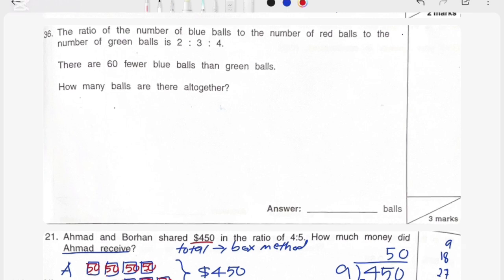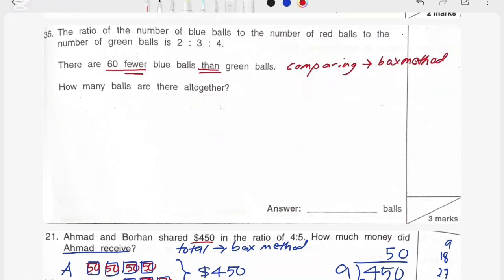The ratio of the number of blue balls to the number of red balls to the number of green balls is 2 to 3 to 4. There are 60 fewer blue balls than green balls. So the comparing words here are fewer than. Since this is a comparing ratio word problem, we apply the box method. Let's write down B for blue, R for red, and G for green.